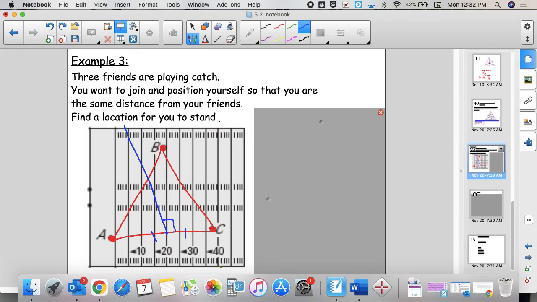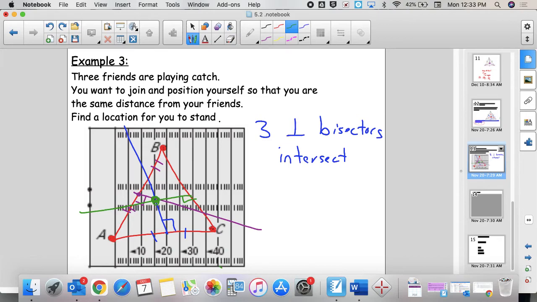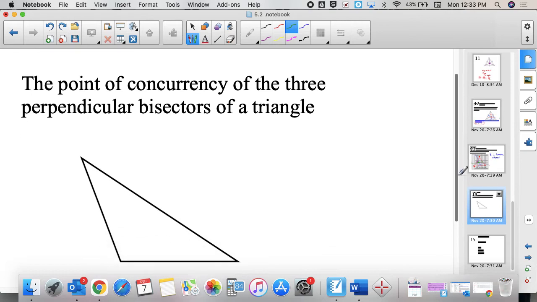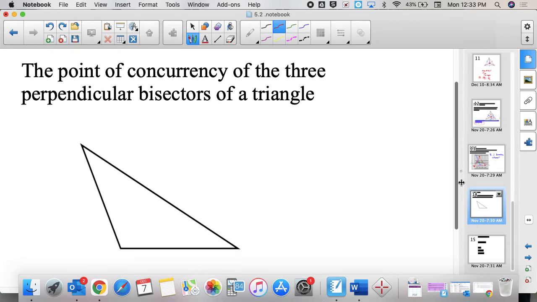So there's 1. There's 2. And there's 3. This point right here is where you would want to be, where those 3 perpendicular bisectors all intersect. The last thing you need to know is that that point has a name. That point is known as a circumcenter. The point of concurrency of the 3 perpendicular bisectors.